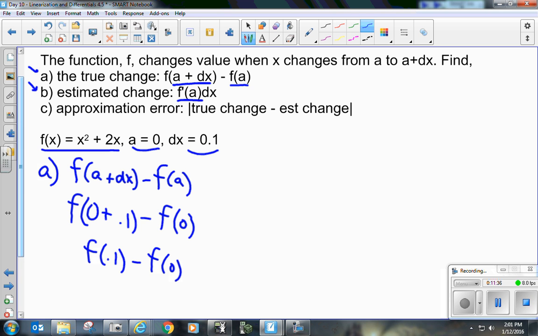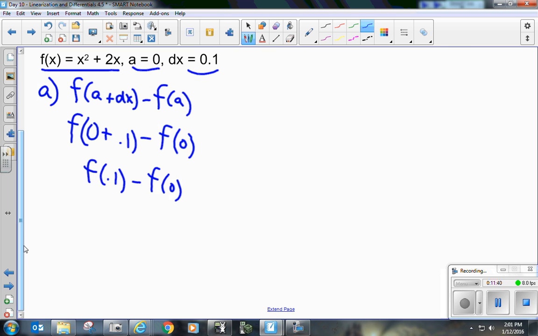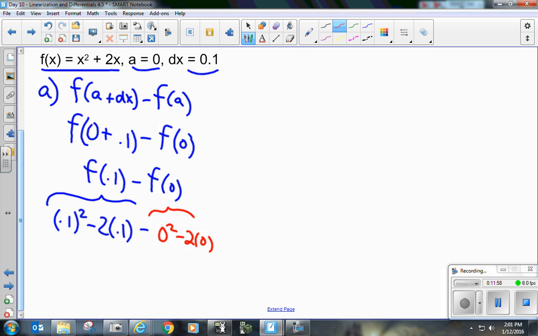So what's my function? x squared plus 2x. So for here, it is 0.1 squared plus 2 times 0.1, minus, well, this is nice, f of 0. That's 0 squared plus 2 times 0. You see where I did that? I just put the 0.1 in there, and then I put the 0. Well, this is going to be 0.